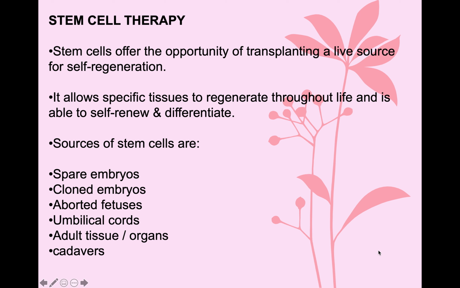So these are some of the sources of stem cells, including sperm embryos, clone embryos, aborted fetuses, umbilical cords, adult tissue or organs, and cadavers. And by cadavers, I mean any kind of cadavers or bangkai from animals.